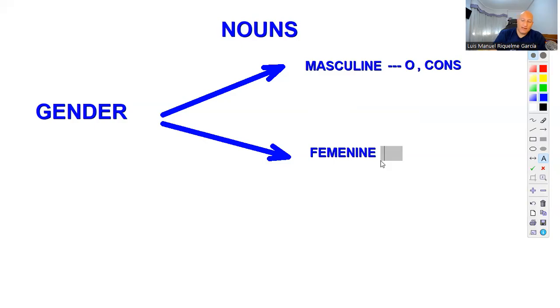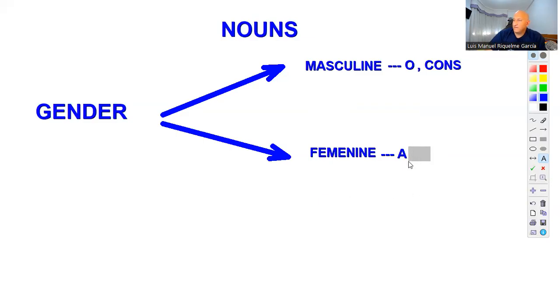Feminine words. How do we recognize a feminine word? A is the most common ending for a feminine word. Plenty of examples. For example, casa, house, ending with an A, feminine. Or manta, that's a blanket, ending with an A, feminine. Or, let me think, ventana, window, ending with an A, feminine. There are plenty of examples.